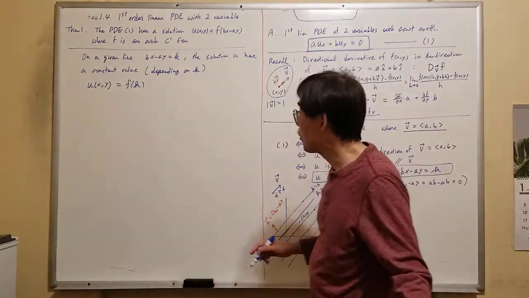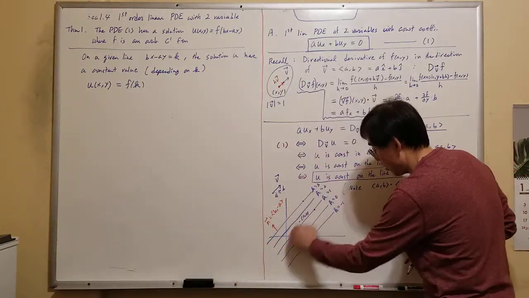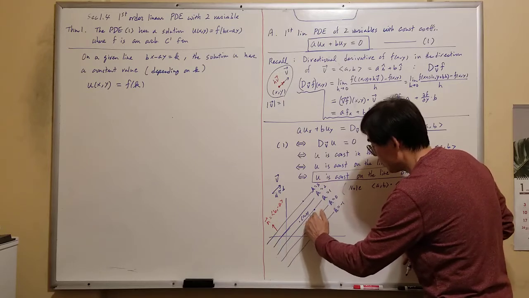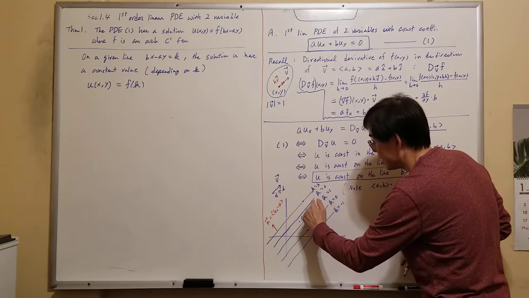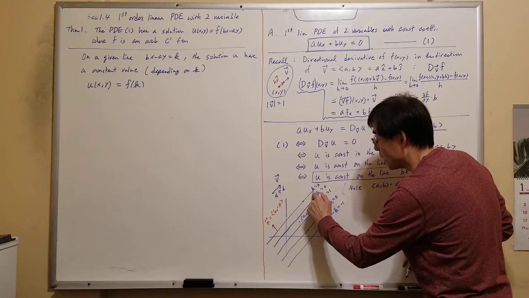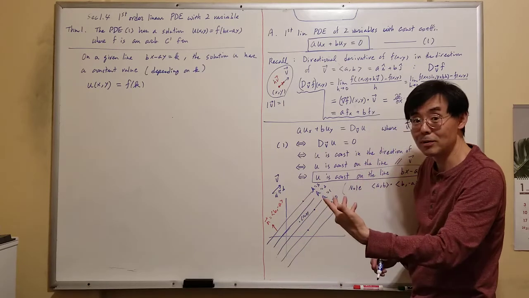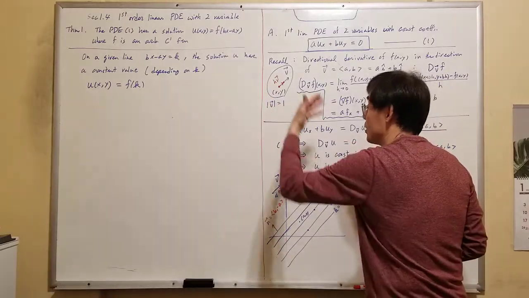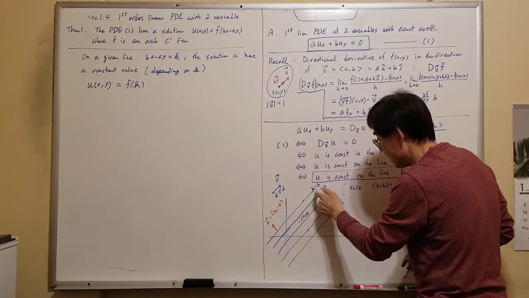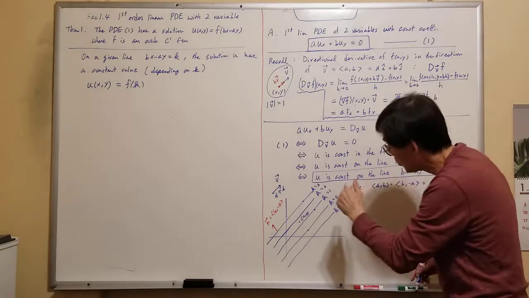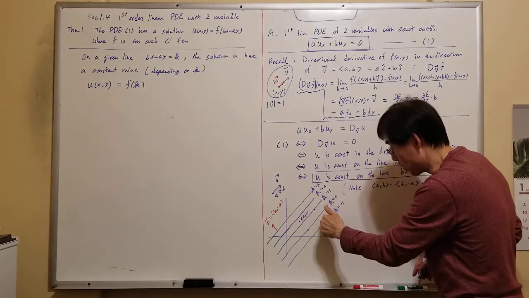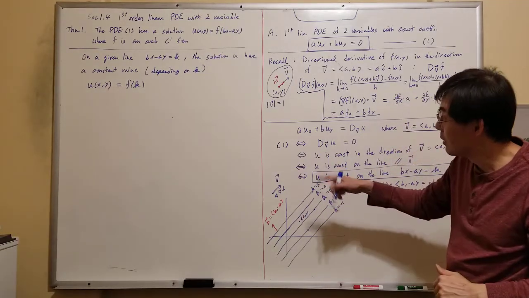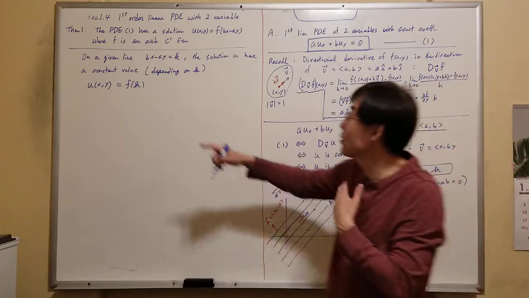Because our solution has the same value along all such lines, it just depends on which line you belong to, which means which k value you belong to. So your solution's value will depend on these k values, depending on the lines you're belonging to. That means depending on the k value. So it's a function of k.